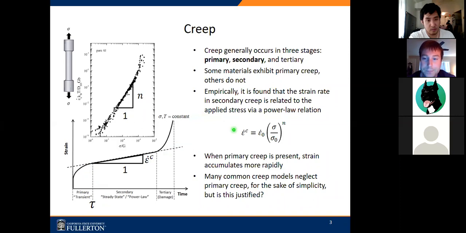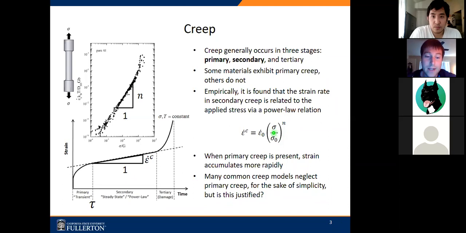In secondary creep, empirically, if you do a bunch of experiments at different stresses, and you plot the strain rate in secondary creep, this slope right here, versus sigma, the applied stress, on a log-log scale, you tend to see linear data. That tells you it's a power law relationship, right? So the creep strain rate in secondary creep is given by a power law of the applied stress, and the exponent of that power law is in fact the slope of this log-log plot. That's an important parameter that characterizes creep.